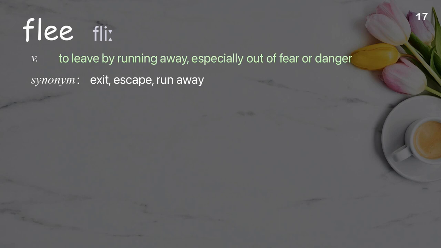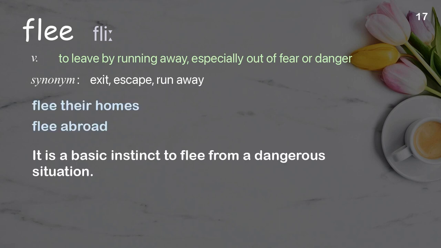Flee. To leave by running away, especially out of fear or danger. Examples: Flee their homes. Flee abroad. It is a basic instinct to flee from a dangerous situation.